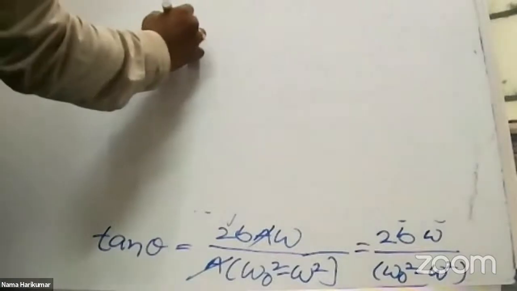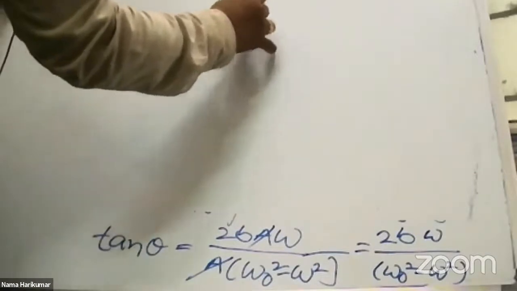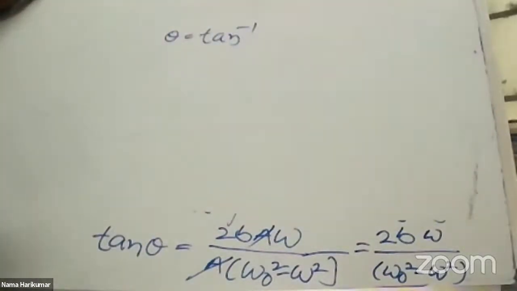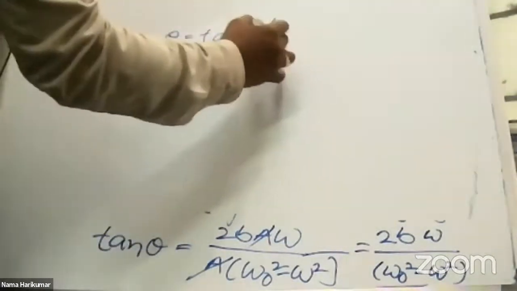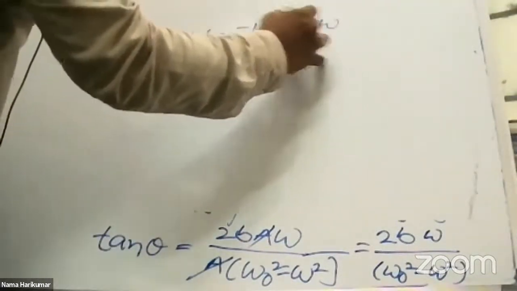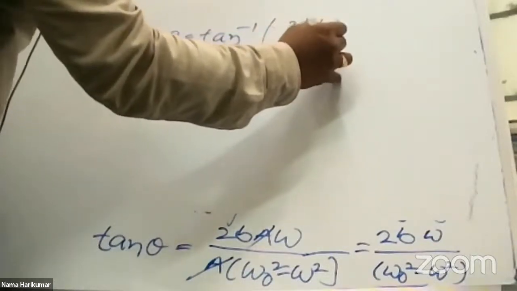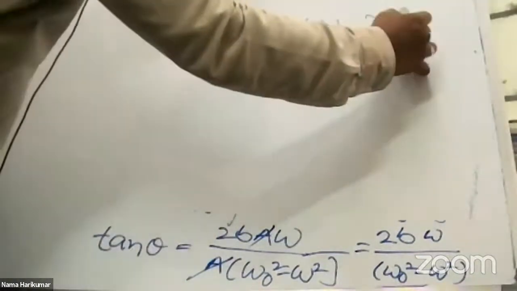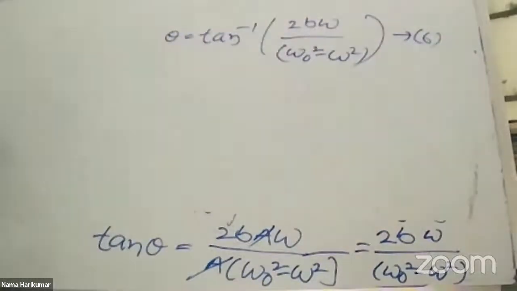So, next one, the continuation process. Tan theta, then theta equals tan inverse, then tan is equal to LHS to RHS side, that is the tan inverse of 2b omega by omega naught square minus omega square. This is the angle formation. This is equation number 6.